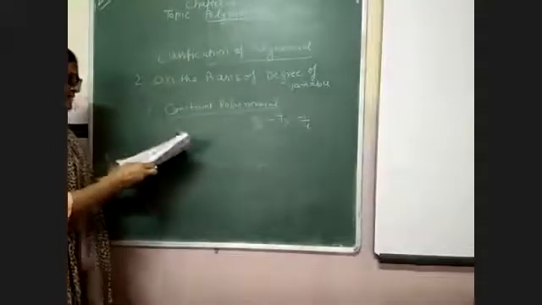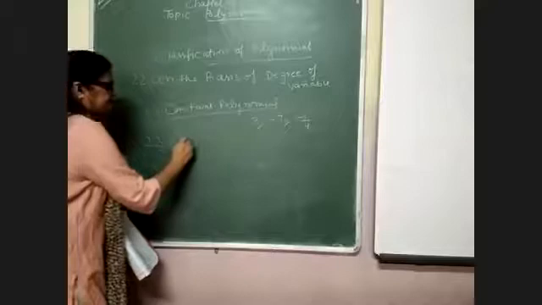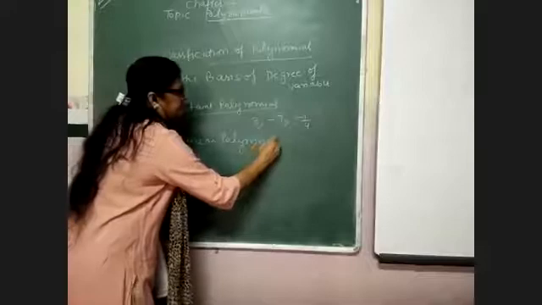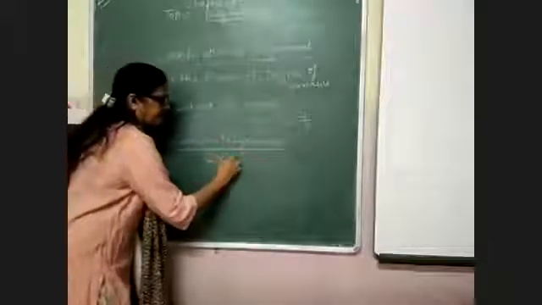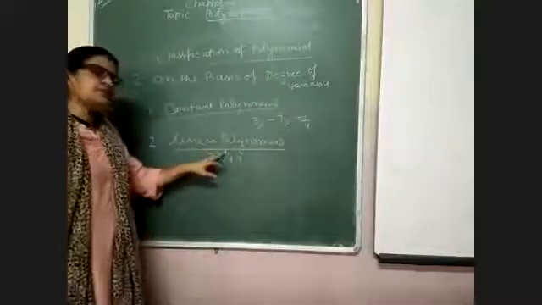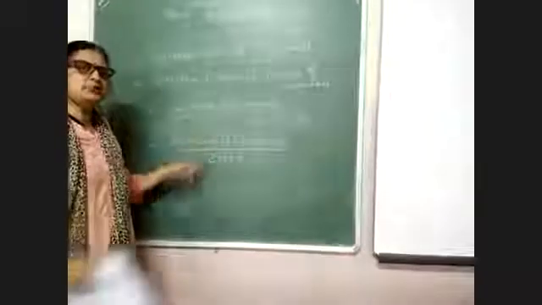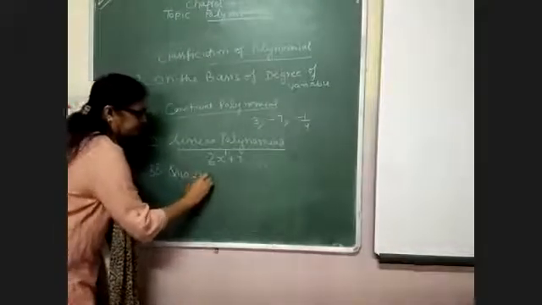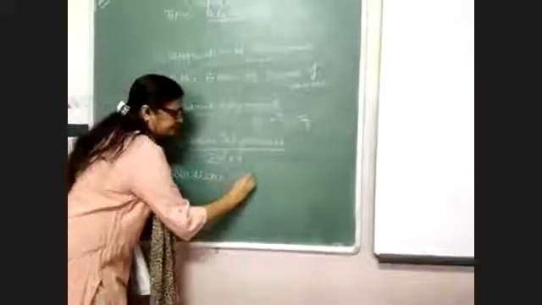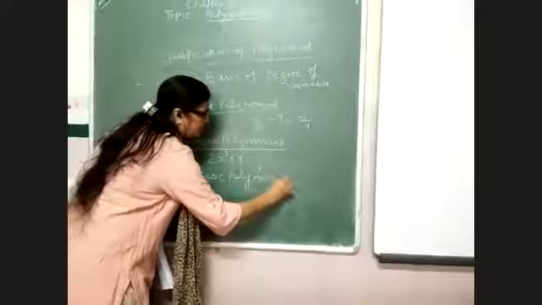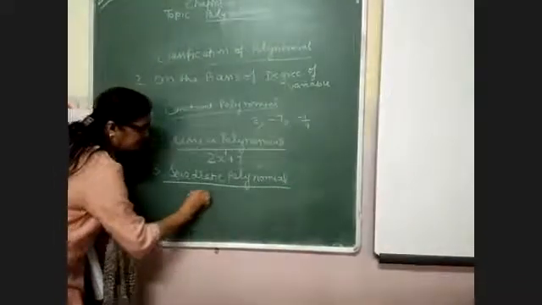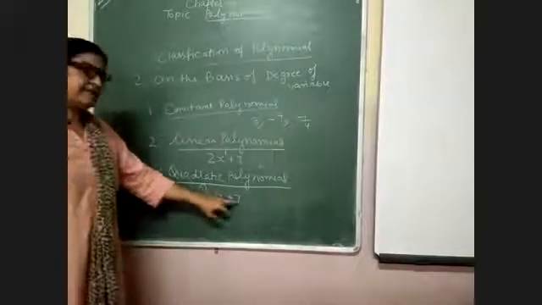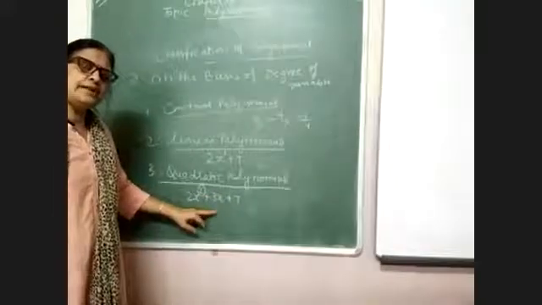Okay. Next one is linear polynomial. When the degree is given as 1, like this. Here the variable degree is 1. This is called a linear polynomial. And the third one is quadratic polynomial. Quadratic polynomial, when the degree is given in the form of a square. The highest degree is 2, then 1, then the constant. It is called a quadratic polynomial.